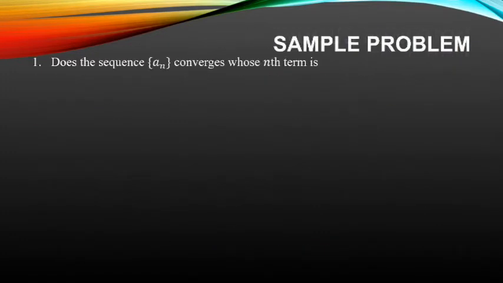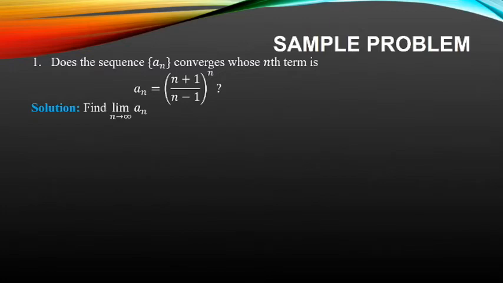Sample problem. Does the sequence a_n converge, whose nth term is a_n equal to ((n+1)/(n-1)) raised to n? So we are finding the limit of a_n as n approaches infinity. Now let's divide each term of the numerator and denominator by n. So we have ((1 + 1/n)/(1 - 1/n)) raised to n.